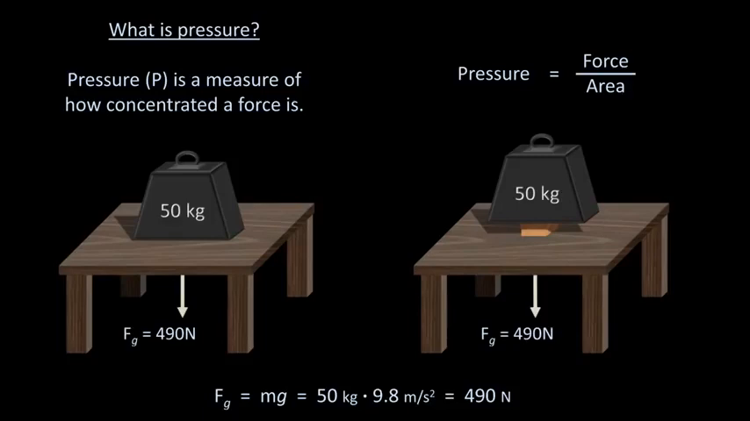However, in the left side example, that force is distributed to the table over the relatively large surface area of the bottom surface of the weight itself, and thus the pressure on the table will be relatively low. While in the right-hand example, the force is distributed through the much smaller surface area of the block, and thus the pressure on the table will be relatively high.